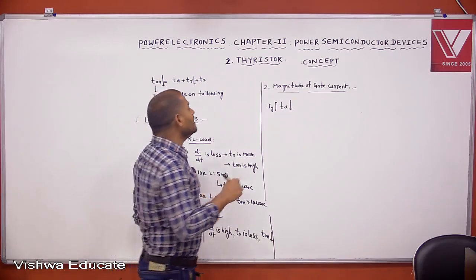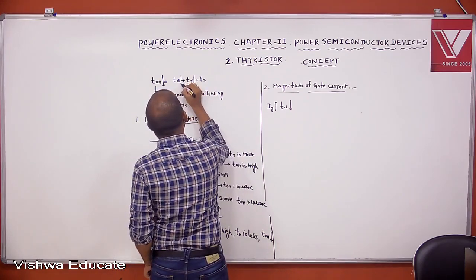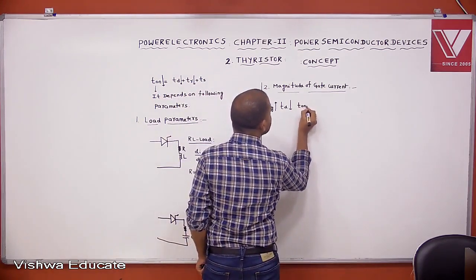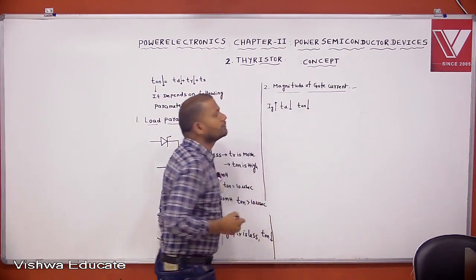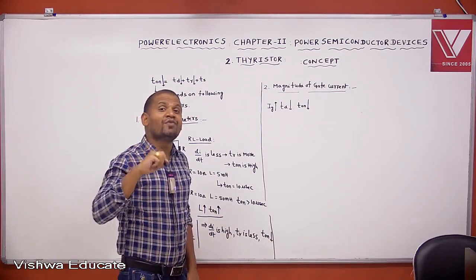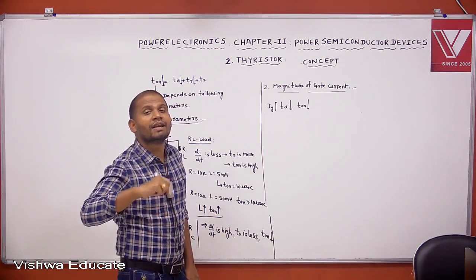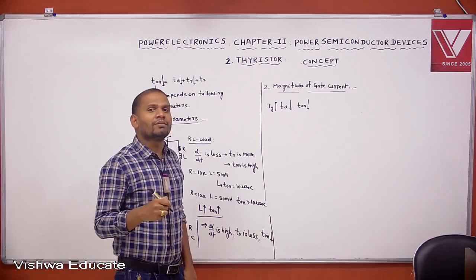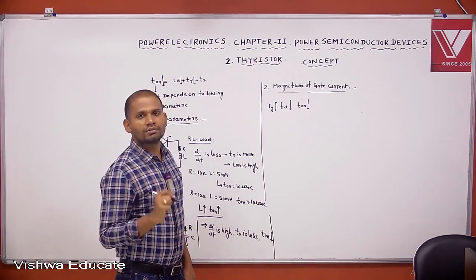If the delay time reduces, what happens to the turn on time? The turn on time reduces. That means SCRs which are designed for high gate current are triggered within less time. That is, within less time, the thyristors will be turned on.